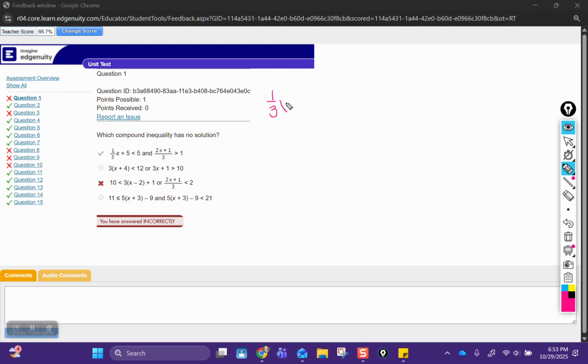We've got 1/3 x plus 5 is less than 5, and 2x plus 1 over 3 is greater than 1. So we need to solve both of these inequalities and then see what the solution sets tell us and why this one has no solution. On the left-hand side, I'm going to subtract 5 from both sides of the inequality. That leaves me with 1/3 x is less than 0.